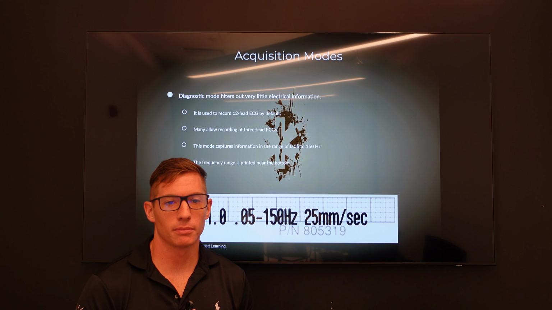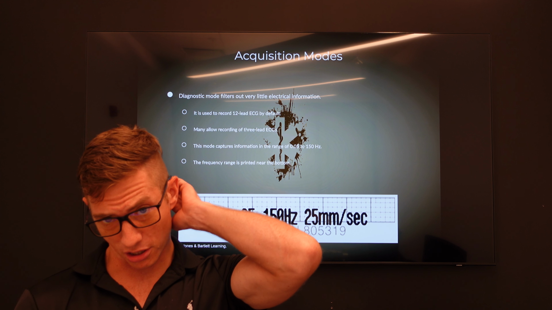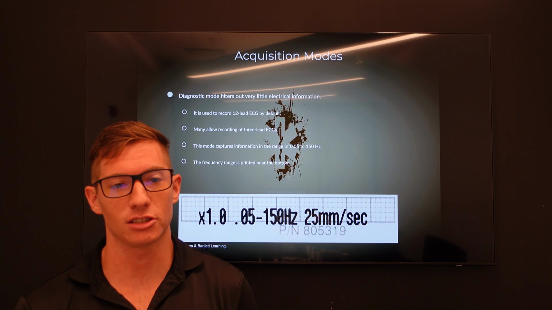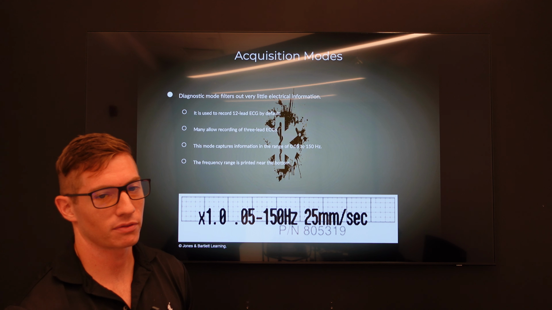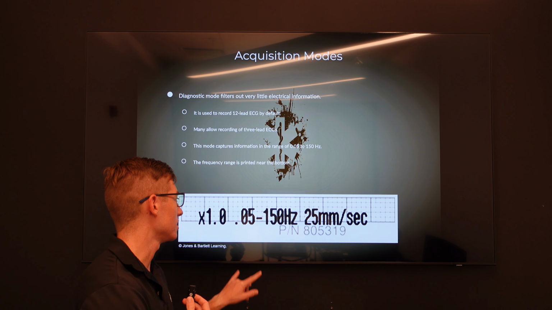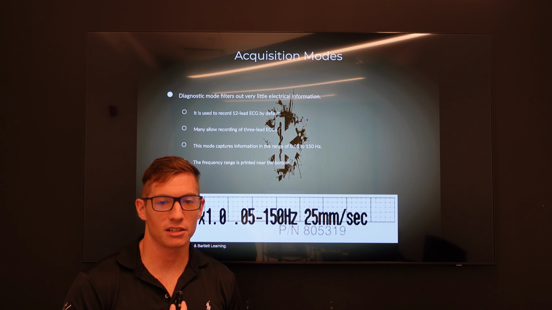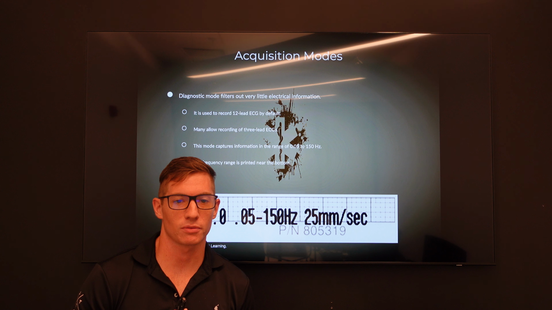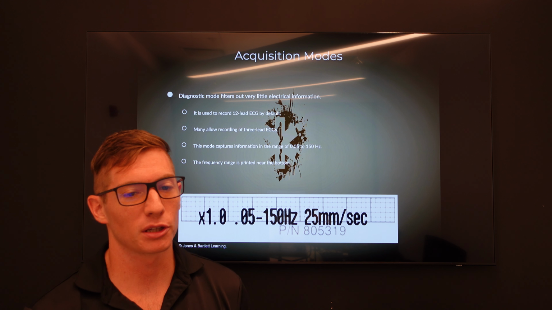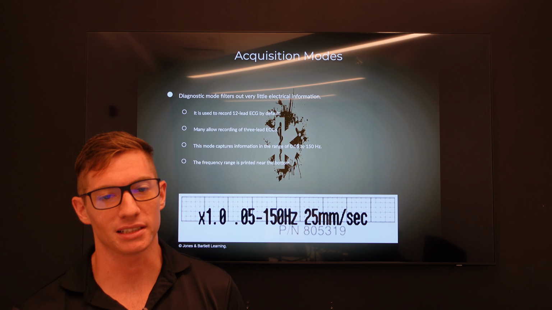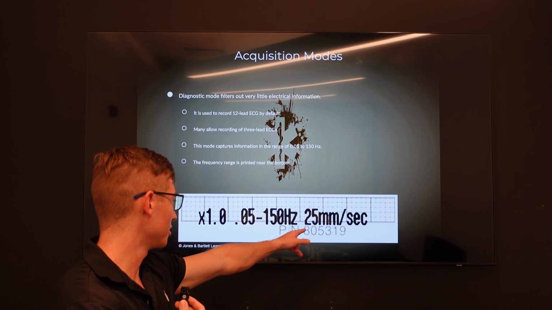All right, diagnostic modes filter out very little electrical information, so there's more artifact on the tracing. It captures electrical information within the range of 0.05 to 150 hertz. It is used to record a 12-lead EKG by default and cannot be changed. It is possible to record a 3-lead EKG in diagnostic mode. The frequency range is near the bottom of the ECG tracing. 25 millimeters per second.